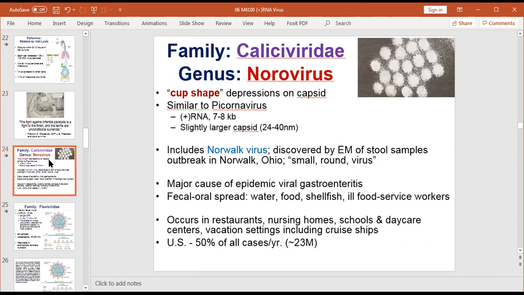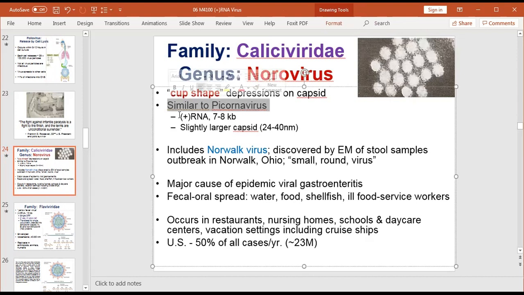Another family is Caliciviridae. The genus would be norovirus. These are viruses that have cup-shaped depressions on their capsid. They're very similar to picornavirus. Their genome is positive RNA, 7 to 8 kilobase, like picornavirus that was 7.7 in case of polio. And they have slightly larger capsid than picornaviruses.